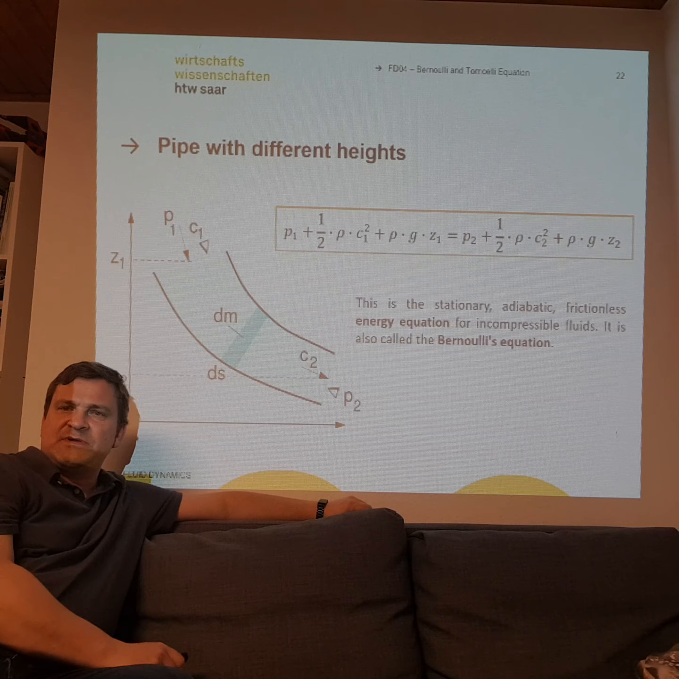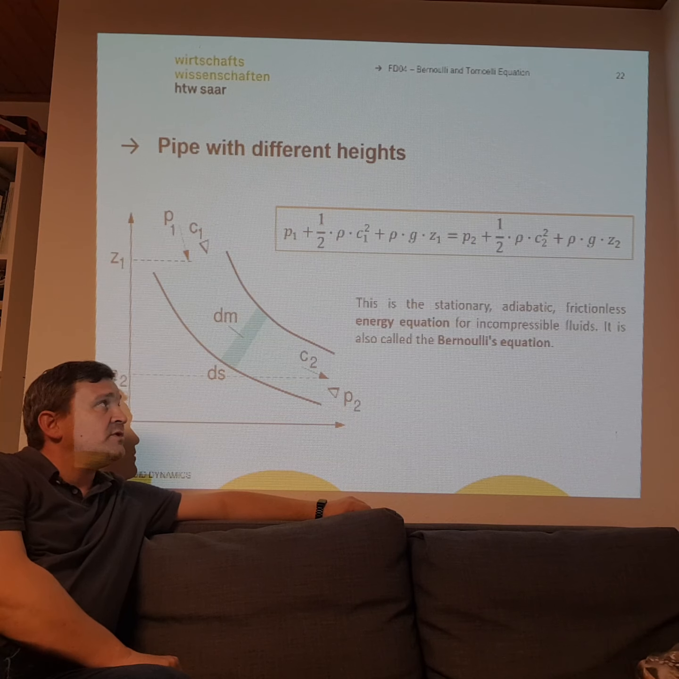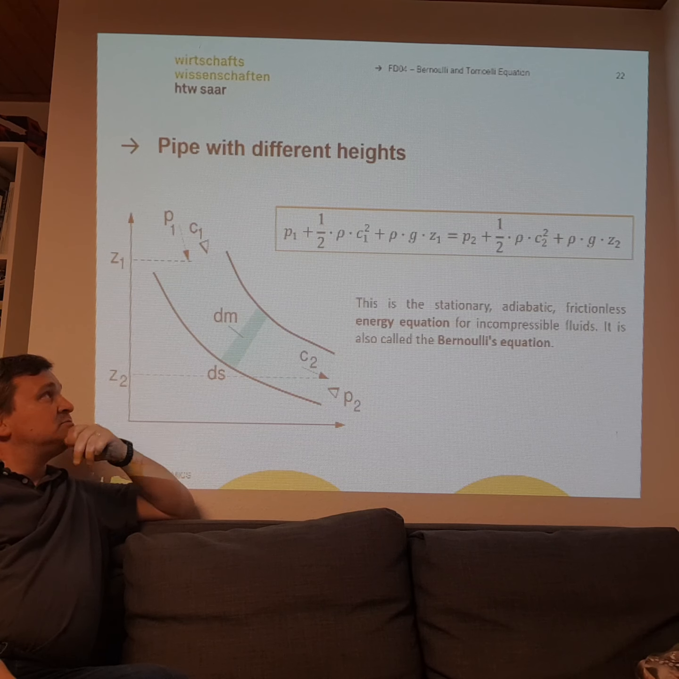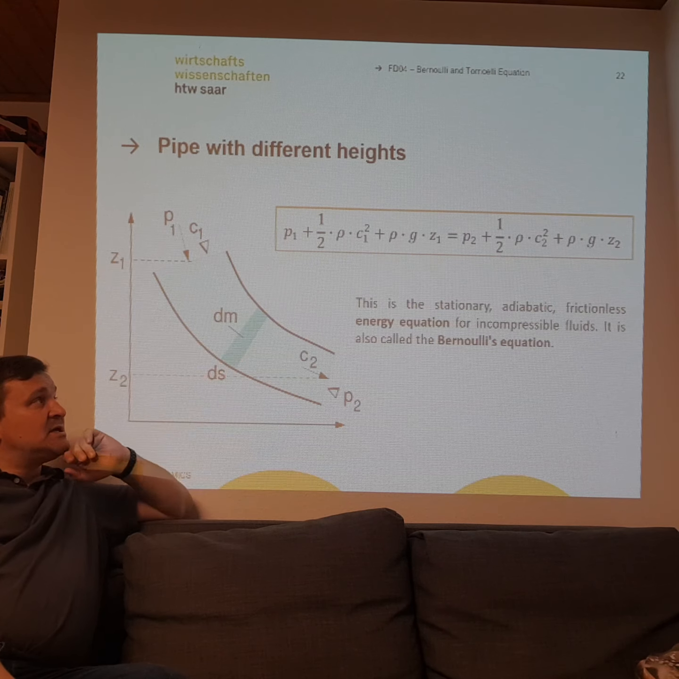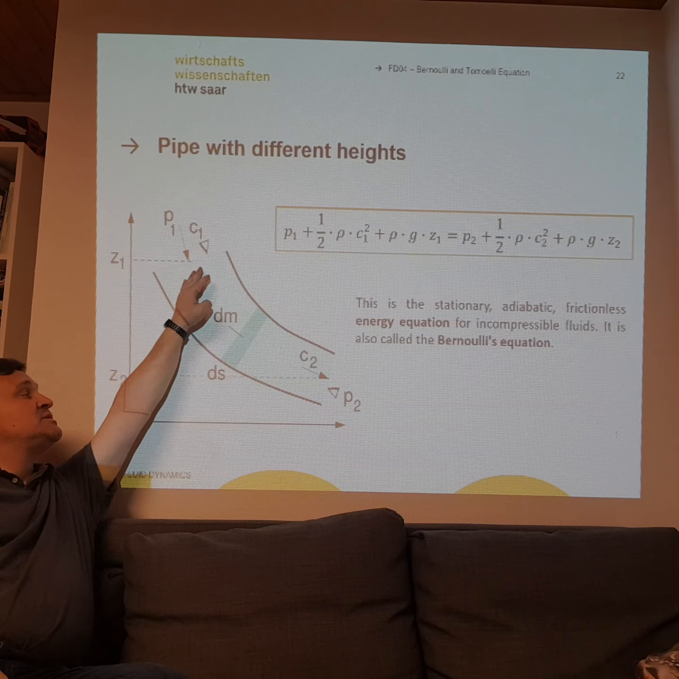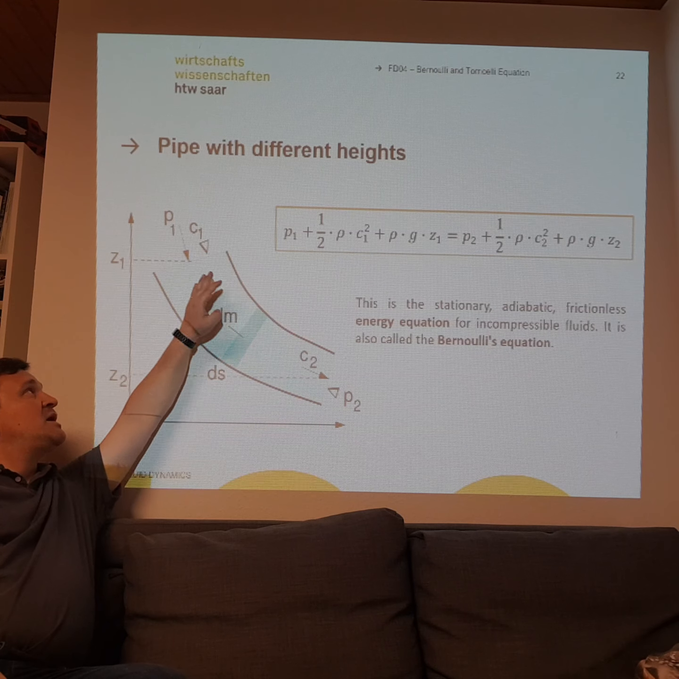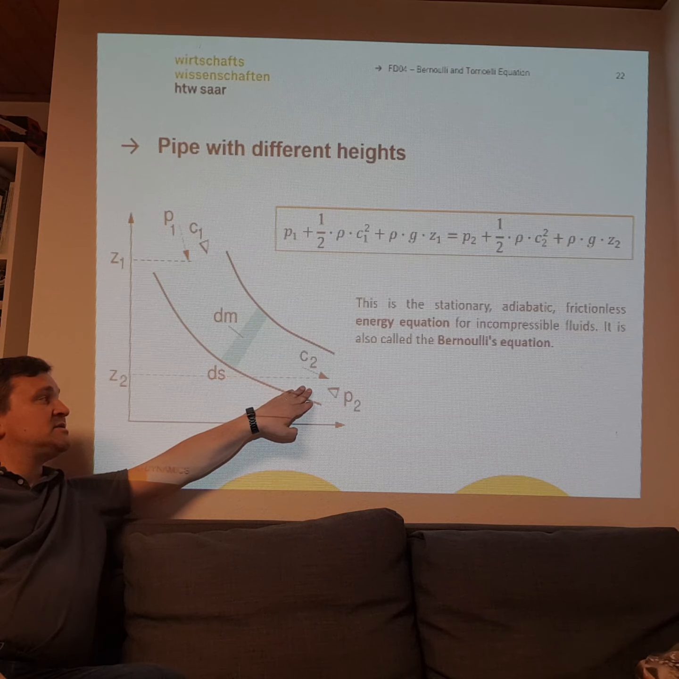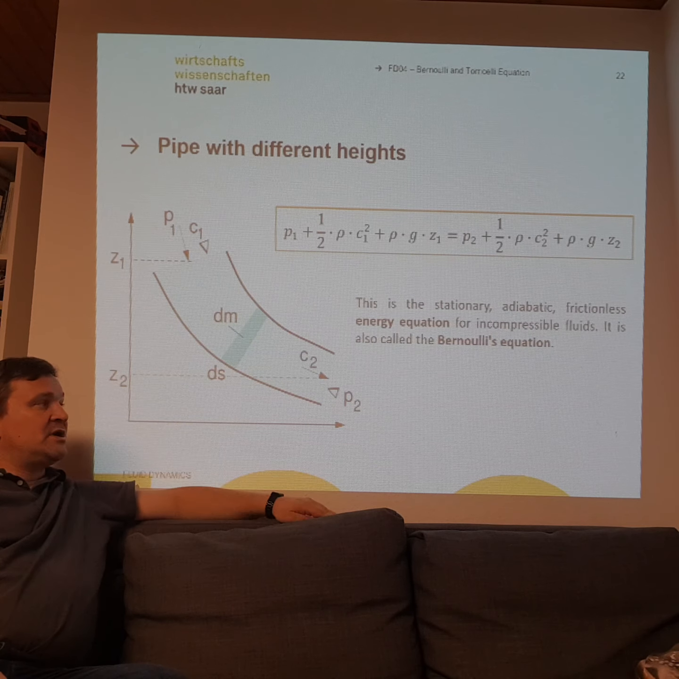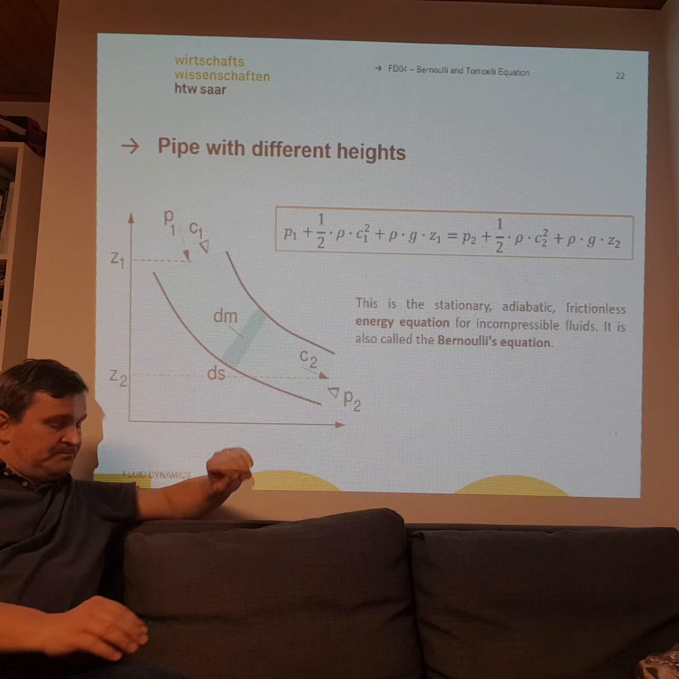Again, here's another picture of the thing I already explained. Again, Bernoulli equation, pressure, static pressure, dynamic pressure, and here again is a height difference. So if you have here your stream tube, you have your entry velocity, exit velocity, and you have a change in the height, ds, you will also get more energy at the exit.